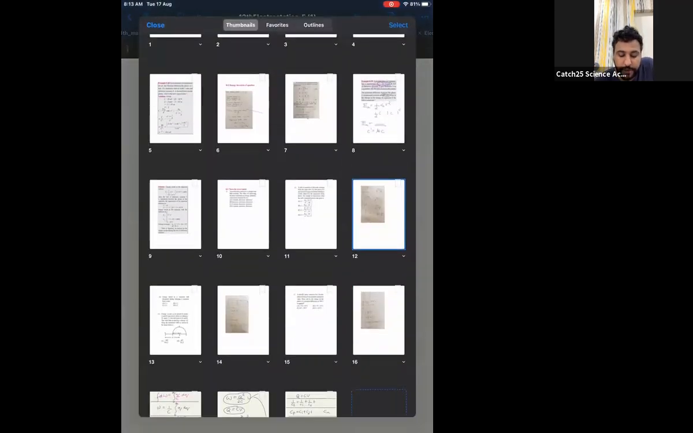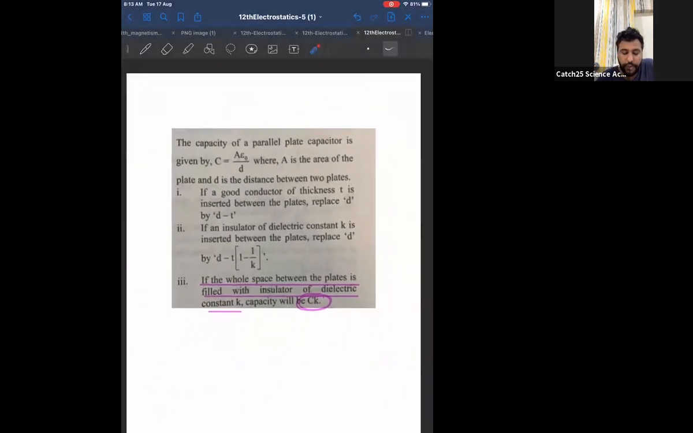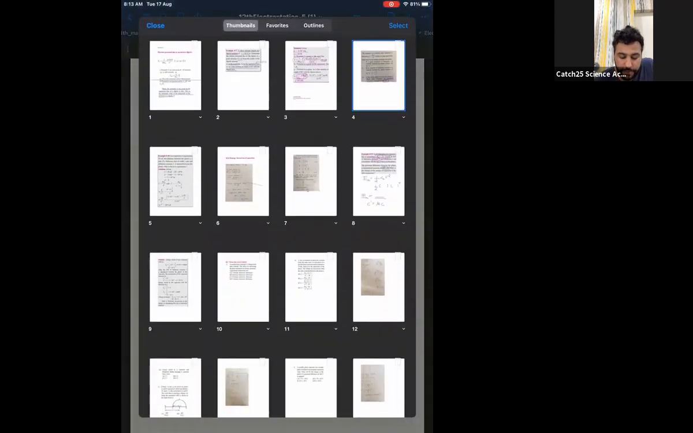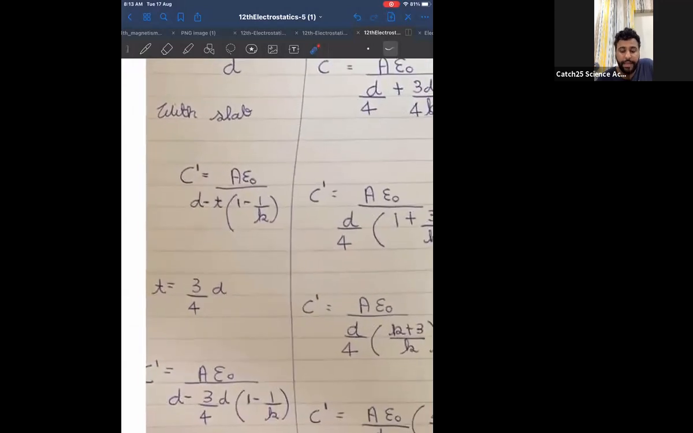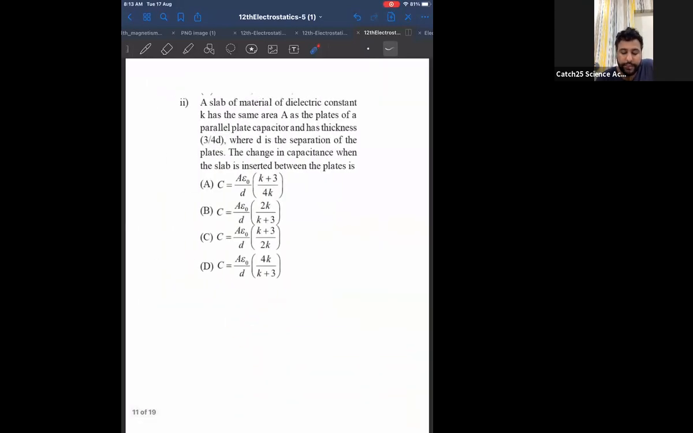Again, from where did I get this formula? See this. This is the second case. I got my formula. Check. D has to be replaced by D minus T into 1 minus 1 by K. So I will use that formula, and they have given that the thickness is 3 by 4D. They have given that the thickness is 3 by 4D. Now, where they have given that, check this.